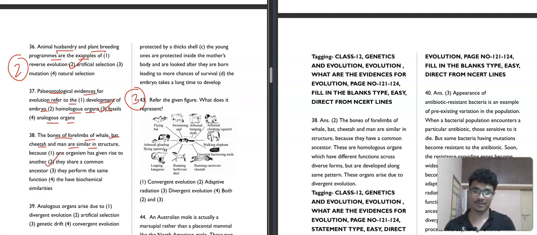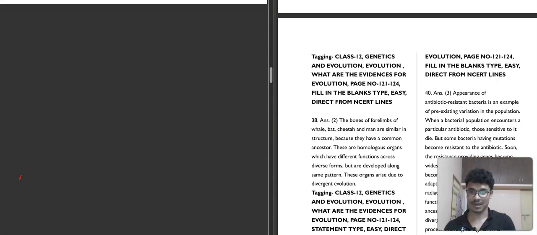And they perform the same function. Do we run with our hands? No, no. So this is not correct. This is also not correct. And they have biochemical similarities. We don't have any biochemical similarities with cheetah. But we share a common ancestor long years back. The second option is our correct answer.